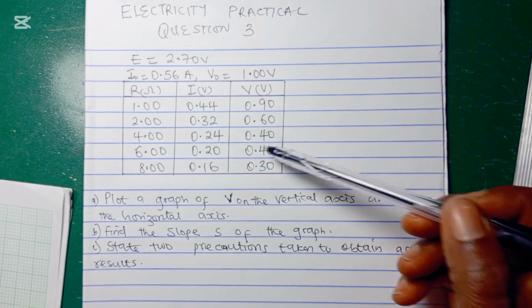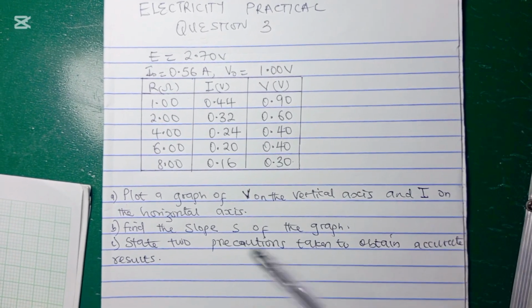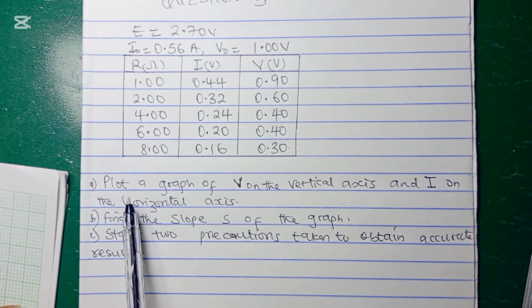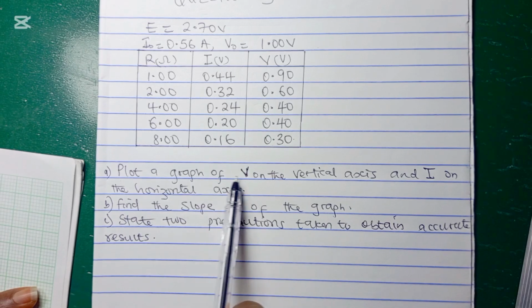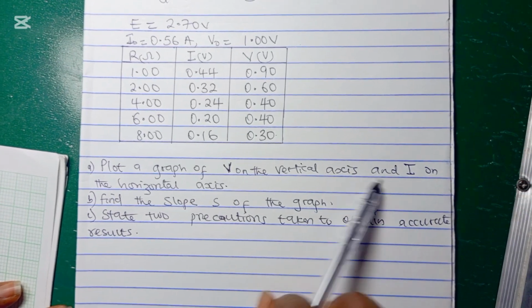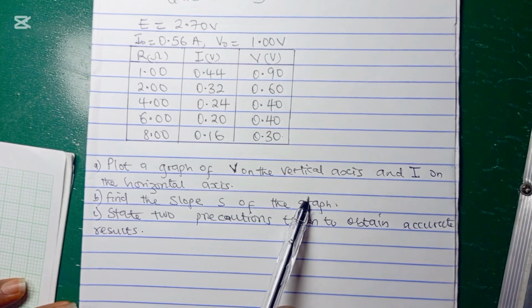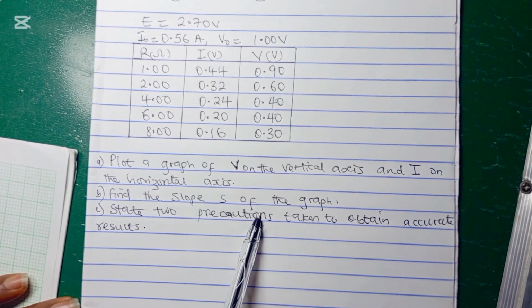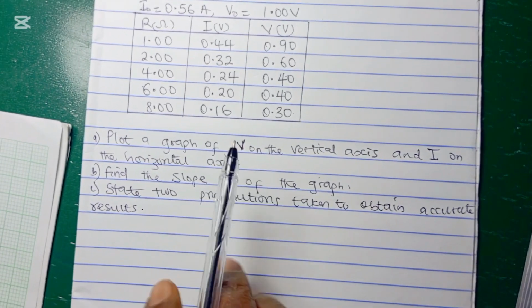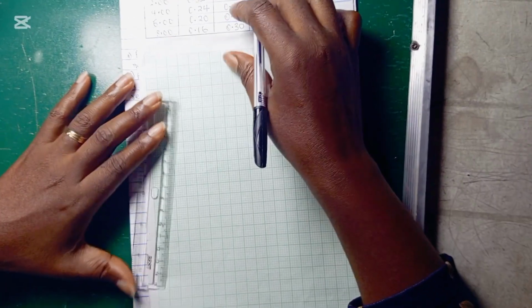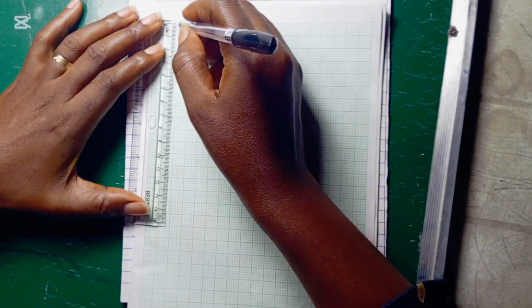So from the observations gotten, we are expected to carry out the following exercise. Plot a graph of V on the vertical axis and I on the horizontal axis. So we are going to plot a graph and find the slope of the graph before looking at the precautions taken to obtain accurate results. So let's go. By plotting the graph, we are going to draw our line.